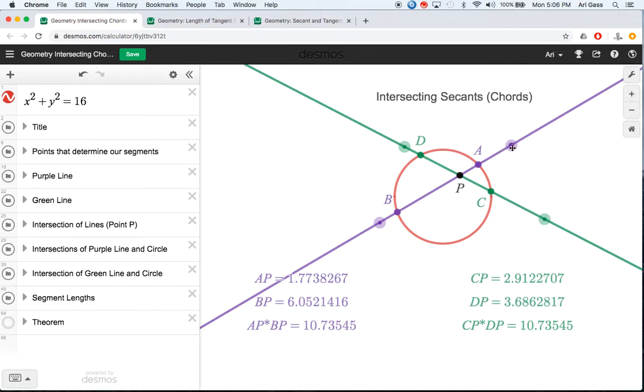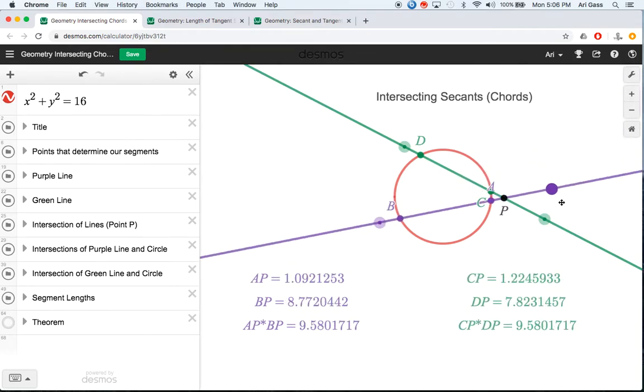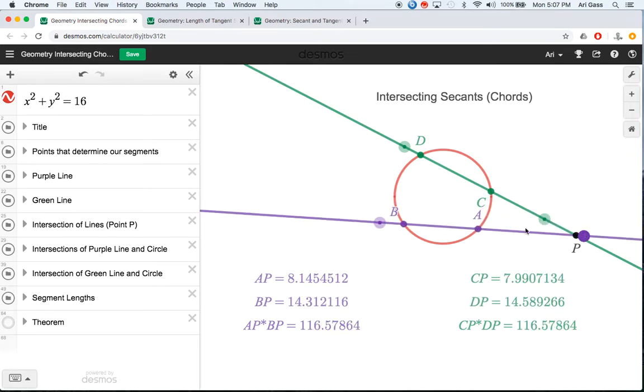Now, if the two chords intersected outside the circle, now we're really talking about two secants, because AB and CD don't intersect inside the circle. Now we're looking at two secants intersecting at point P, but the same relationship still holds, that AP times BP and CP times DP, the product of those segments are also always equal.